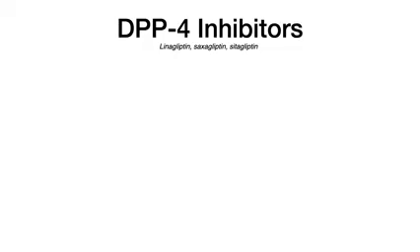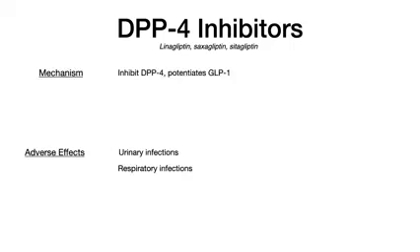Let's talk about the next category of medications. These are the DPP4 inhibitors. These are drugs that end in gliptin: linagliptin, saxagliptin, sitagliptin. They all end in gliptin. The mechanism of DPP4 inhibitors is obviously, as the name implies, they inhibit DPP4, which in turn potentiates GLP1. And don't get overwhelmed by these acronyms. I'll talk about what this looks like in just a moment. The adverse effects of DPP4 inhibitors are somewhat unique, so you definitely need to know them. They are urinary infections and respiratory infections. The biggest thing is to understand what this mechanism is and how it works. So let's take a moment to dive deeper into this.